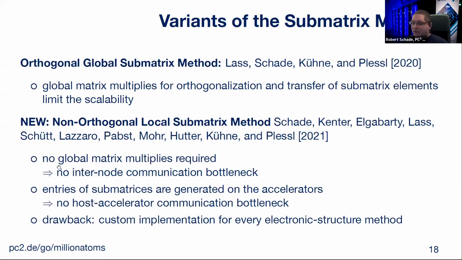It's constructed so that you don't need any global matrix multiplications anymore, so you don't have an internode communication bottleneck anymore. And the entries of the submatrices are not transferred from other nodes or generated on the CPUs, but they're directly constructed on the accelerator, which eliminates the host-accelerator communication as a bottleneck and makes the method more efficient and more scalable. However, this now has to be implemented individually for every electronic structure method. In this case here, we use the xTB approach, and we're planning in the next months to extend it to DFT.